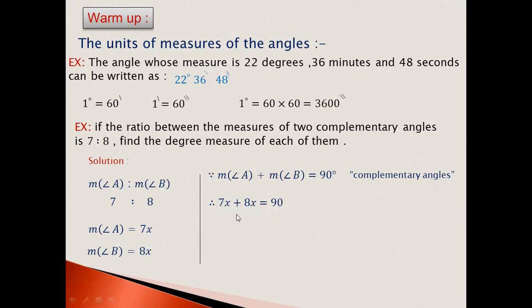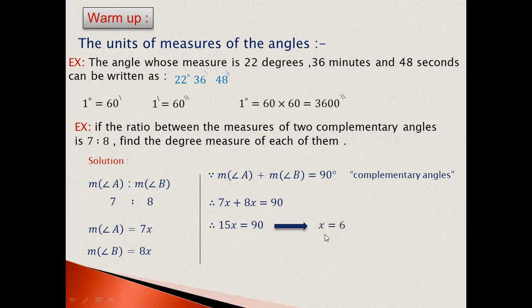Now we can add the like terms. 7x plus 8x equals 15x, equals 90. This is an equation of first degree in one variable. We can divide each side of the equation by 15. So x is going to be 6.